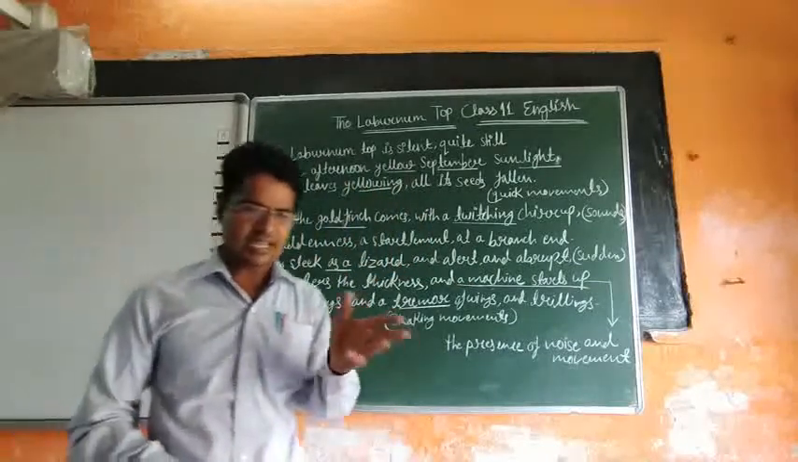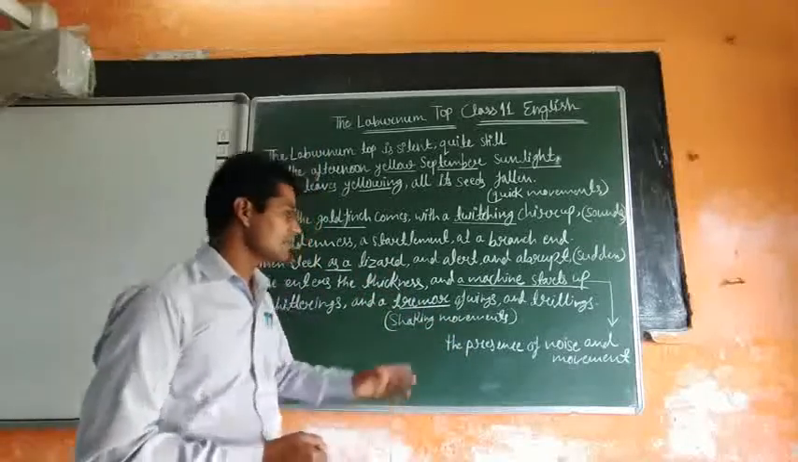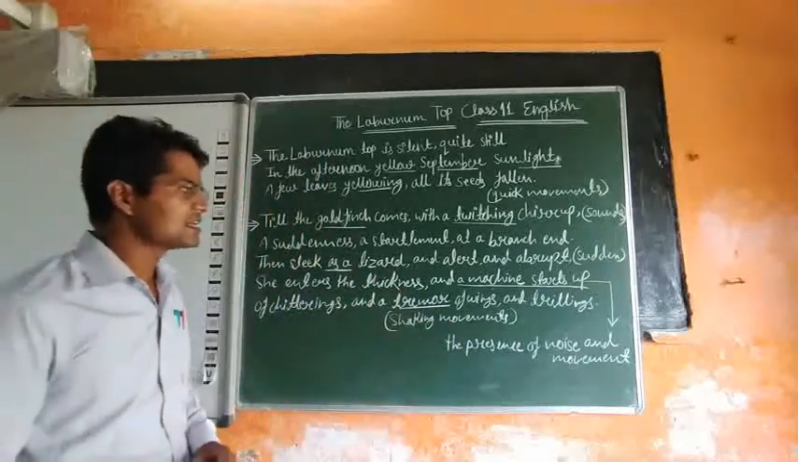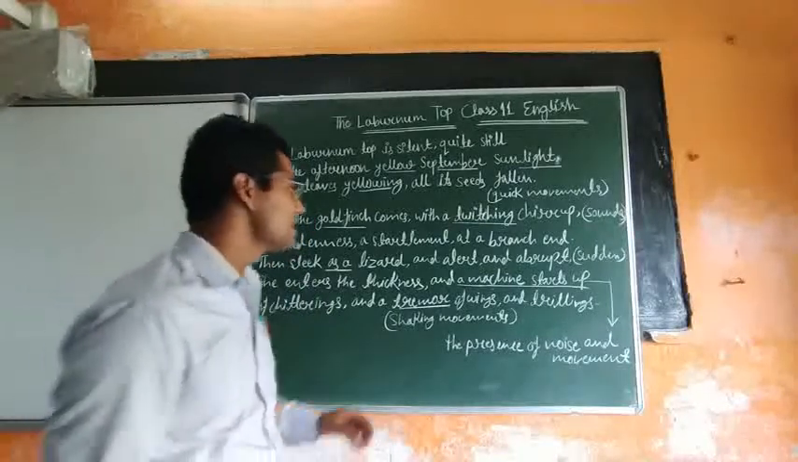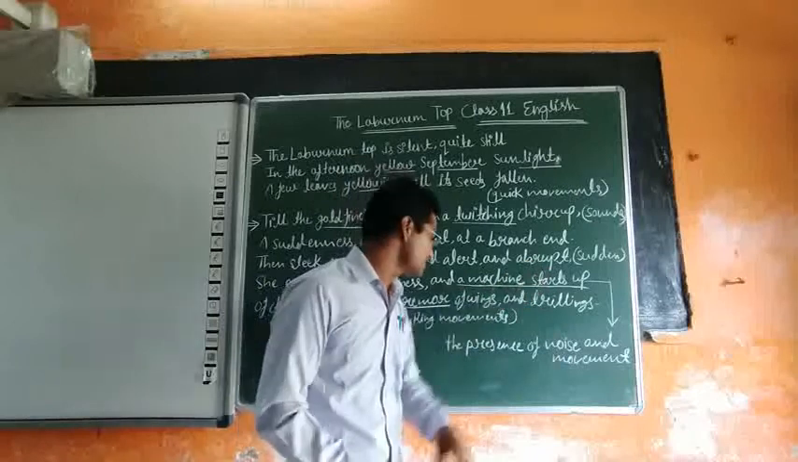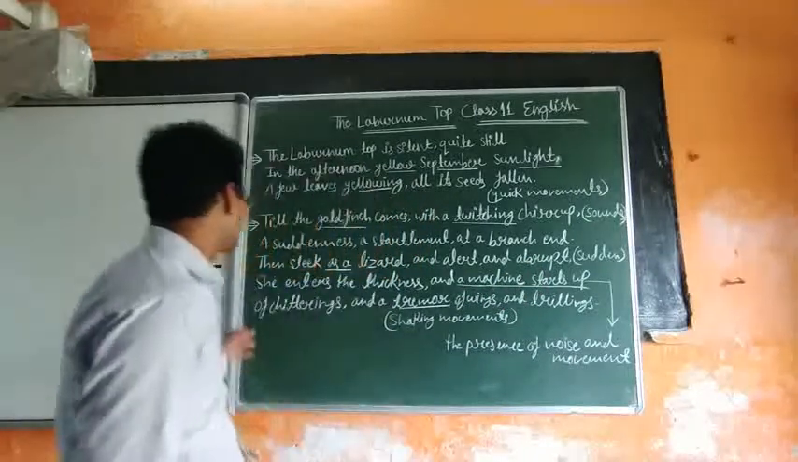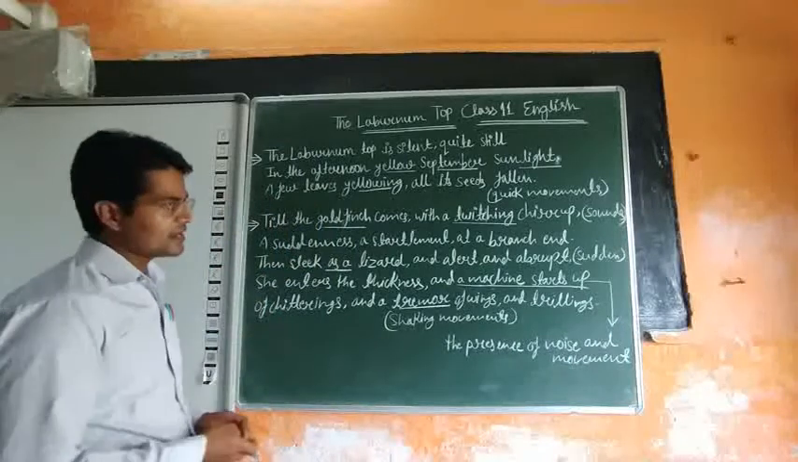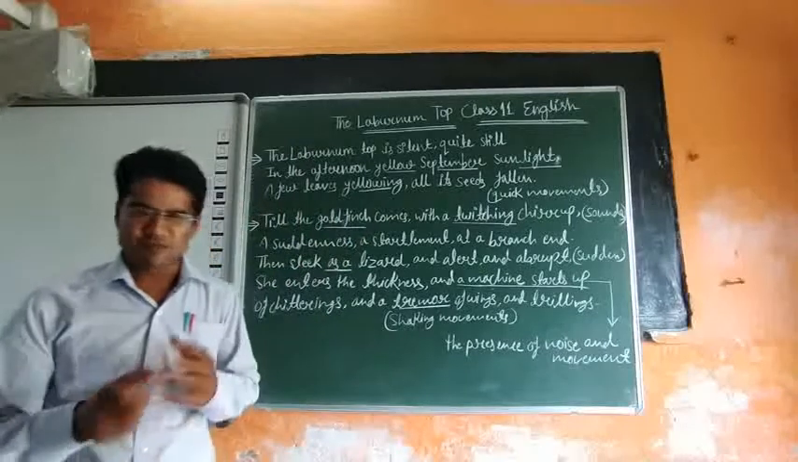Sometimes when this stanza is given in your examination and the fourth question is asked, you may be asked: what is the meaning of a machine startups? Dear student, at that time you have to write that the meaning of a machine startups is the presence of noise and movement. The sequence and a trimmer of wings and trillings. These activities are related to the movement of the birds.